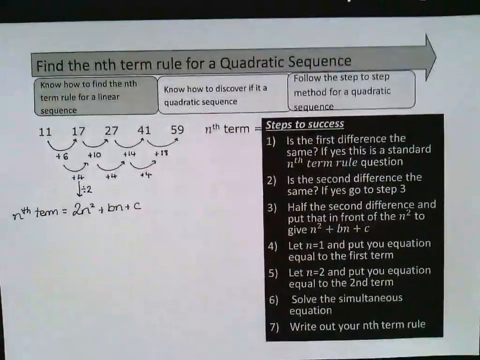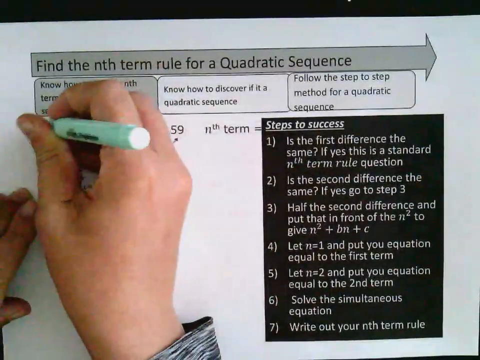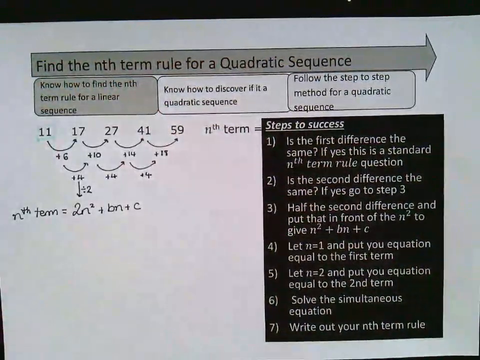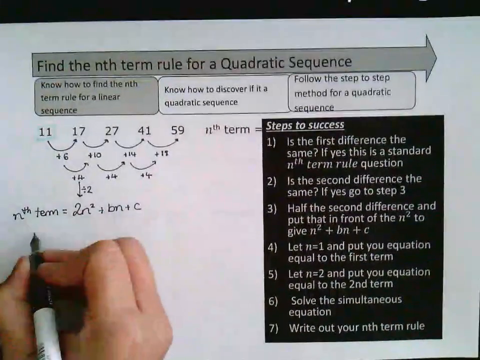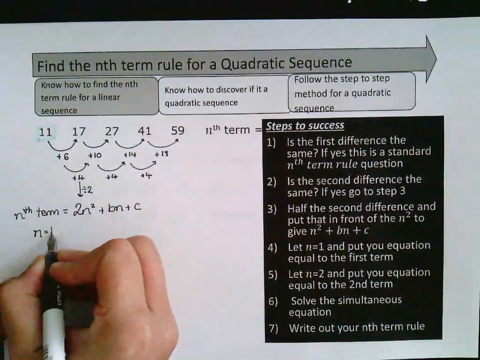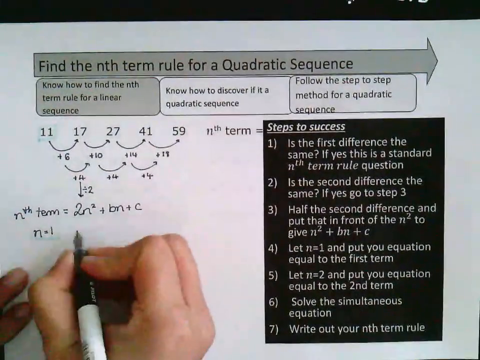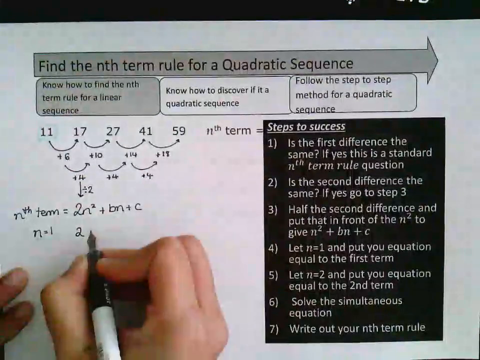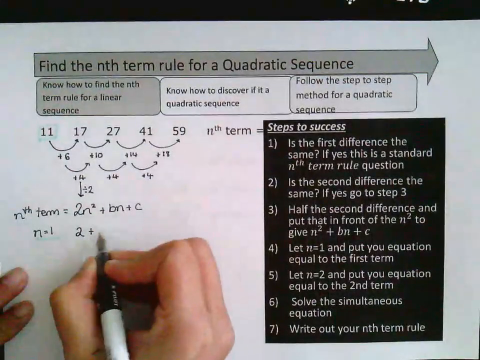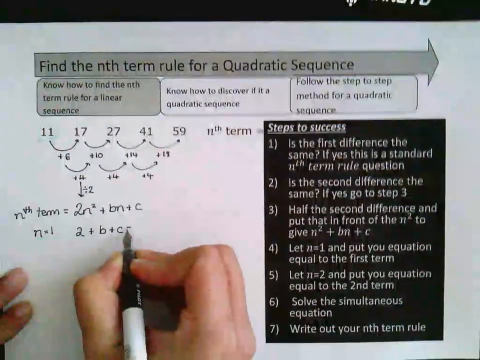I will now take the first term and use that to let n equal 1. So that means 2 times 1 squared is 2, plus b plus c equals 11.